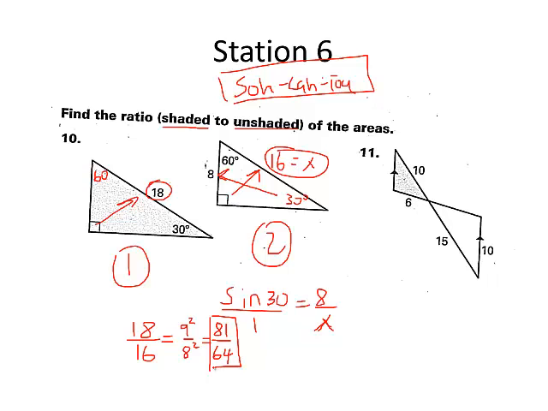For the next one, this is much easier because we can automatically see what a corresponding side length is. We don't have to do any figuring out. I can just do 10 is to 15. Again, it's easier if you reduce it first, so 2 to 3, and then square it, which gives you 4 is to 9. And you're done. That's the area of the shaded to the unshaded. And you cannot reduce this anymore. Finished.